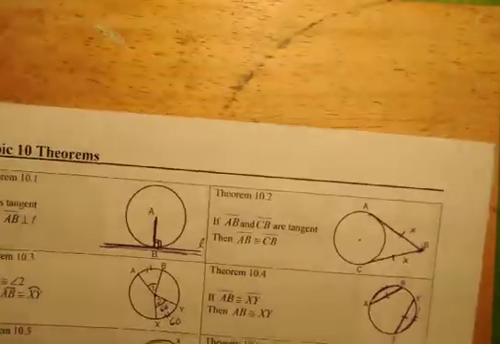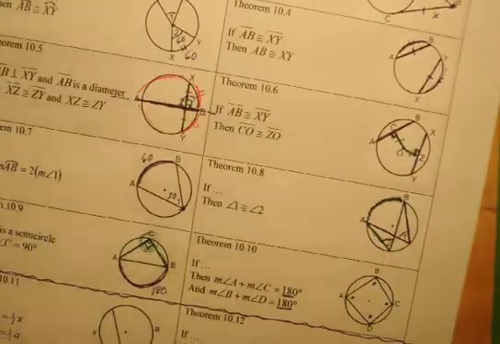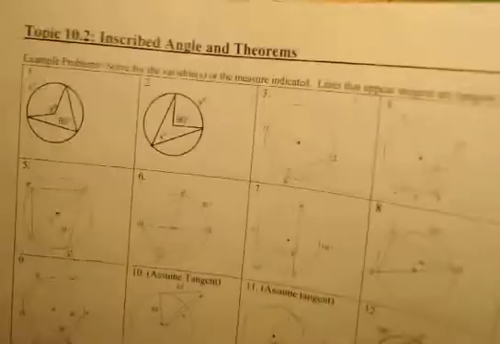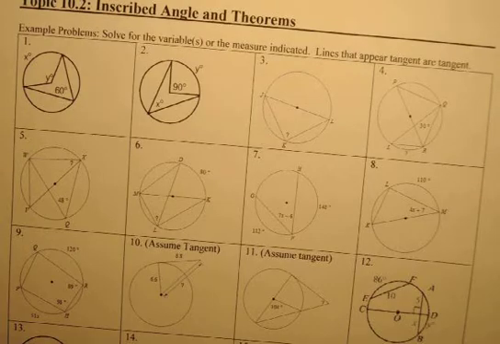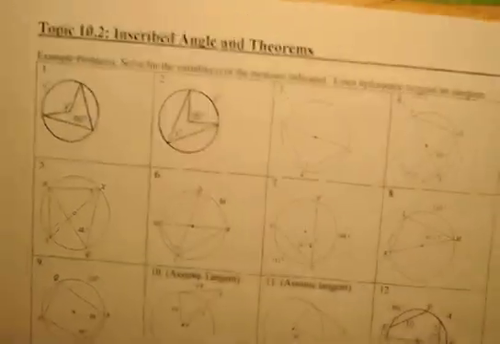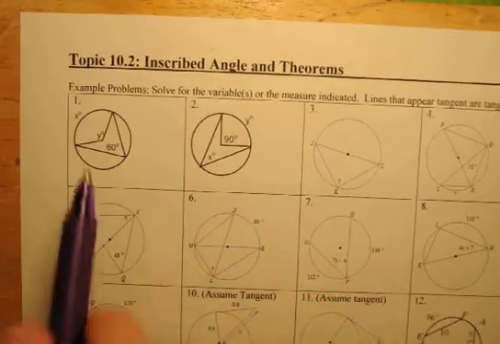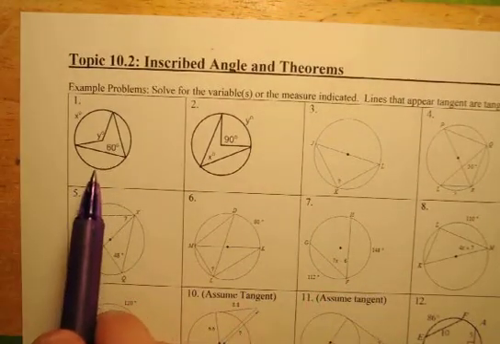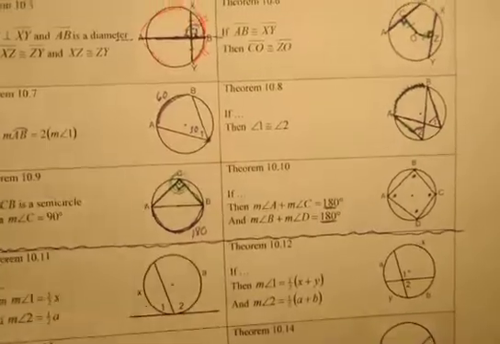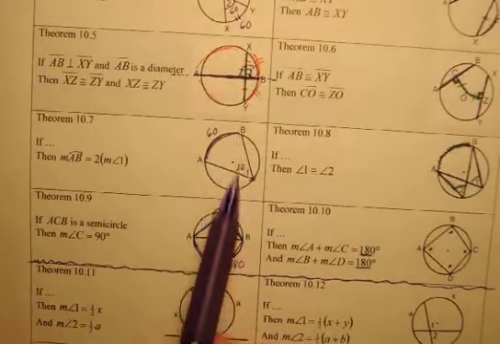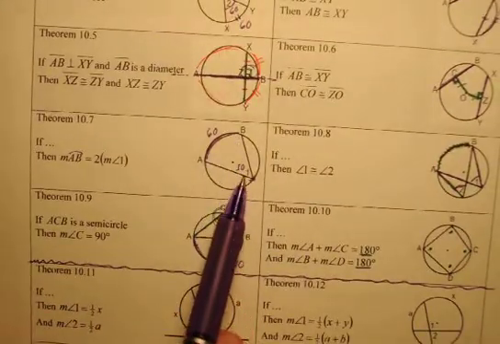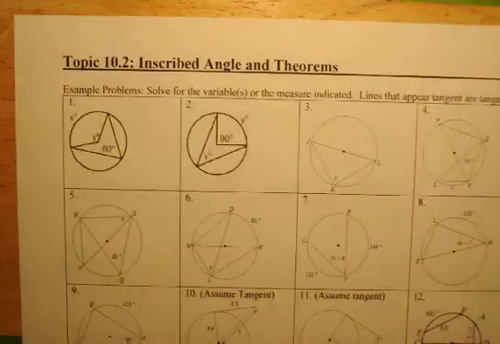Alright, now we're going to do some problems. There's a lot of problems on here to do. We don't have to do all of them. Some of them are quicker than others. Like example 1 is pretty quick. We're going to use Theorem 10.7 here, which says that the angle, the inscribed angle, is half of the arc.